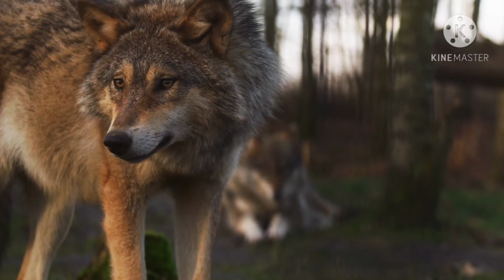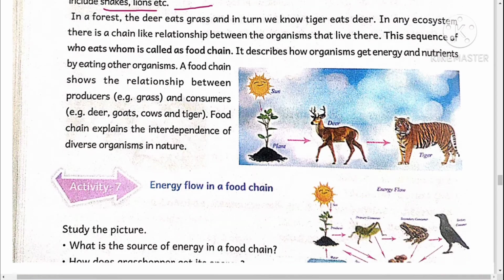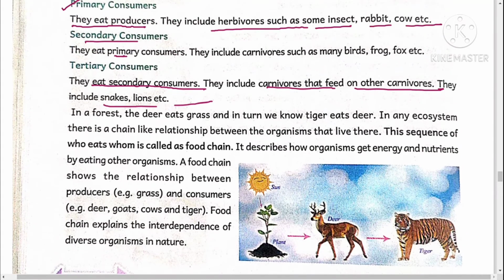So in a forest, a deer eats grass and in turn, we know the tiger eats deer. Take for example, in a forest, the deer first consumes plants. So it will be called the first, and first means primary. So who consumes the plants? Deer. So the deer is a primary consumer. The tiger will catch the deer and eat it. So the tiger is a secondary consumer.